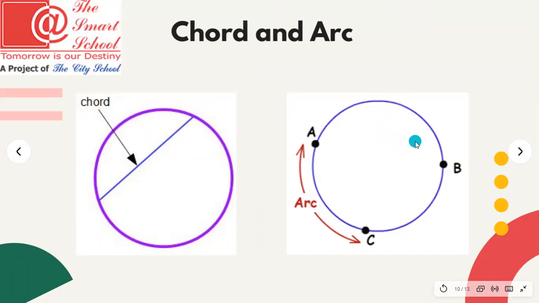And the next figure is showing you the arc of the circle. There are 2 points A and C, and these 2 points are located on the circumference. Means you can say that this part of the boundary or this part of the circumference is known as an arc of the circle. Or you can say that AC is the arc of this circle. And we can also say that AB is the arc of the circle, or we can say that BC is the arc of the circle, because simply an arc is the part of the circumference.